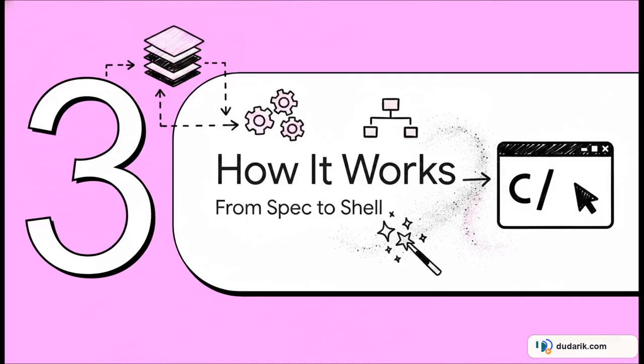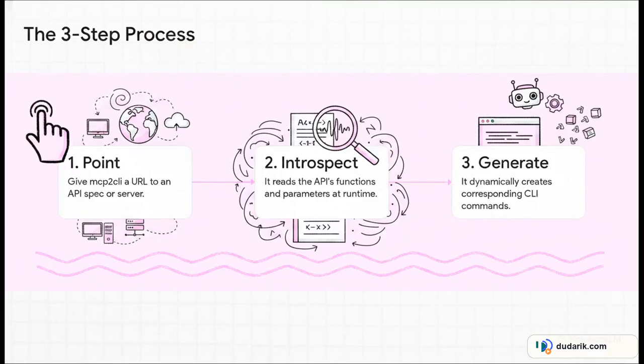All right, so how does this magic trick actually work? How does it take this complicated API spec and turn it into a dead simple shell command? Well, the process is actually way simpler than you might think. It's really elegant. It's basically a little three-step dance. First, you just point it at a URL. That's it. Step 2, it goes out, reads everything it needs to know about that API, what it can do, what parameters it needs, and then step 3, boom, it dynamically creates a command line interface for you right on the spot. No compiling, no messing with config files, it just works.